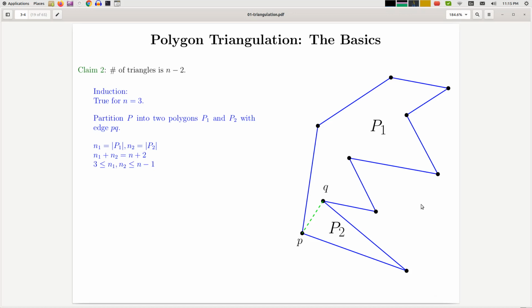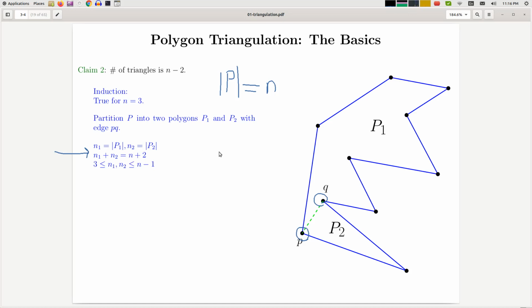In general, if the size of P1 is n1, and the size of P2 is n2, then n1 plus n2 equals n plus 1. Well, n is the size of the polygon P. So here I've assumed that the size of P is n. Why does this equality hold? This is because every vertex of P1 and P2 is counted exactly once, except these two vertices. These two vertices are counted twice, both in P1 and P2. So therefore, when I count the number of vertices of P1 and P2, I will get n plus 2 vertices.